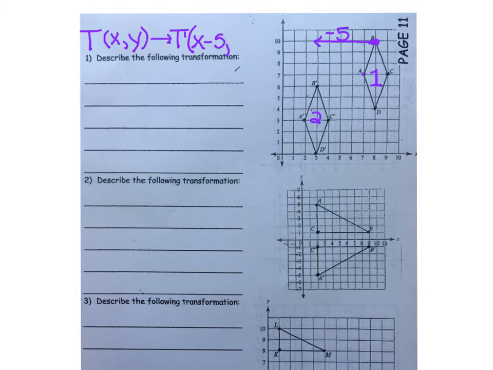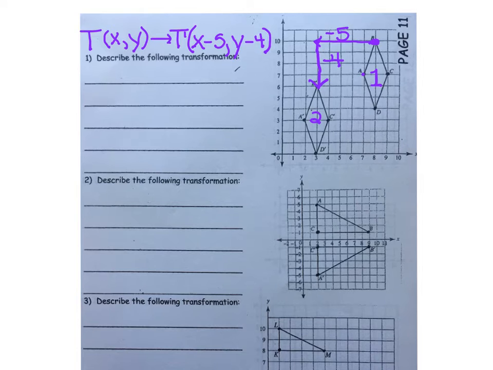5 to the left. Now, place your pencil point at the tip of the arrow and move down. 1, 2, 3, 4. A loss of 4, or moving down 4, is a negative 4. Or we can write it y minus 4. And that's moving downward 4 units.